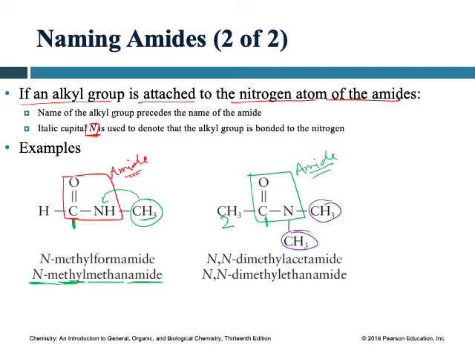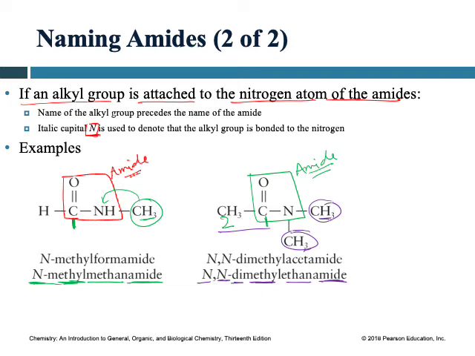So N comma N, because you have two alkyl groups attached to the same nitrogen atom, and they are the same alkyl group, so that means dimethyl. And then how many carbons do you have in the parent chain? 1, 2. 2 is ethane, so ethanamide. Right, so this is the way of writing the name if you have an alkyl group attached to the nitrogen atom.